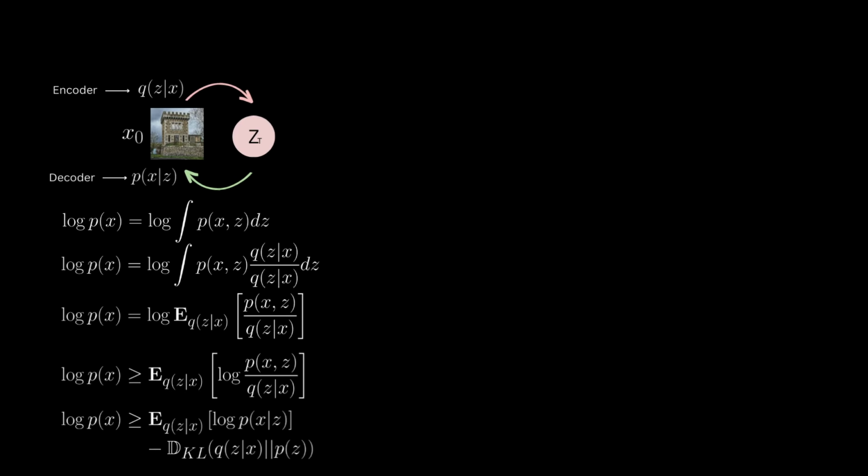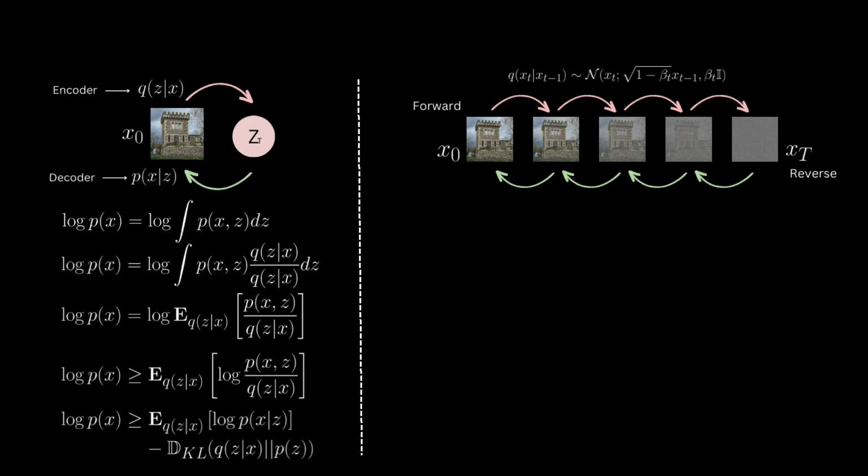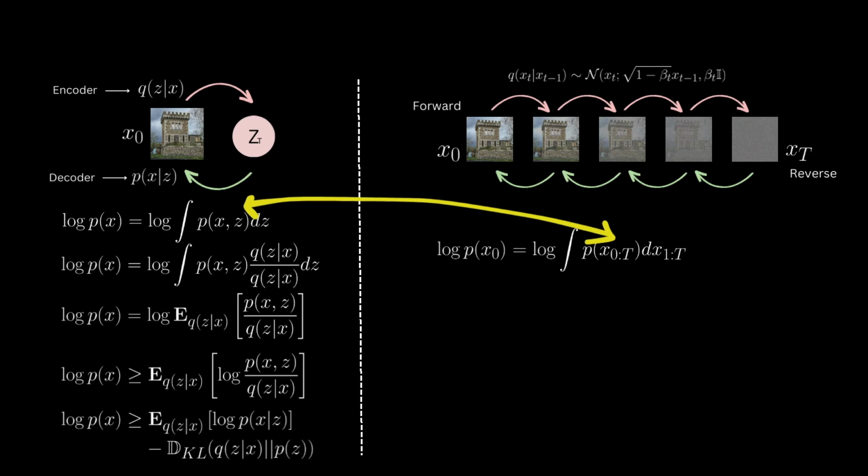The same line of thought can be extended to our diffusion case, where you can think that now, instead of going to z in one go, we move through a sequence of latents x1 to xT. And our Q of z given x is now Q of xt given xt minus 1, and it's fixed and not learned. So again, we want to maximize the likelihood of the observed data, which is log of P of x0. This is equivalent to integrating out everything from x1 to xT from the joint distribution of the entire chain.